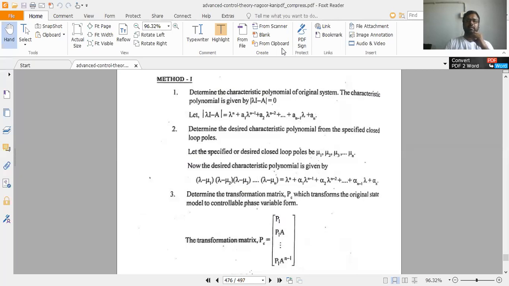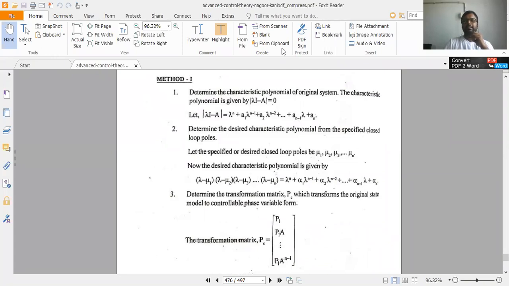Now coming to the second point: in that characteristic equation, we have to determine the closed loop poles. Let us suppose the closed loop poles are determined as mu1, mu2, mu3, and so on until mu n. That means, let us suppose mu n number of poles, that is closed loop poles, are there for the specific characteristic equation.